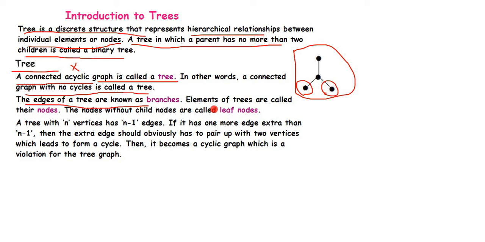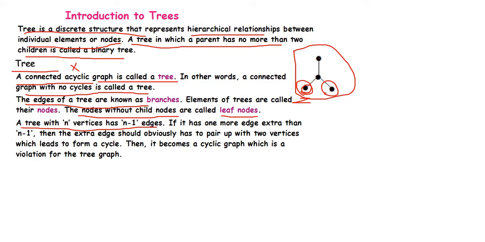So the elements of the trees are called nodes. Okay. The elements, which means each element, this is one element, this is one element. So each of these elements is called a node, whereas in a graph we call them vertices. Okay. The nodes without child nodes are called leaf nodes. So if a node does not have any child node, then this end node is also called a leaf node.